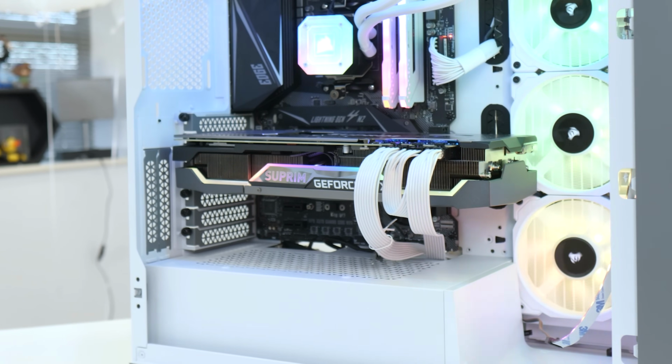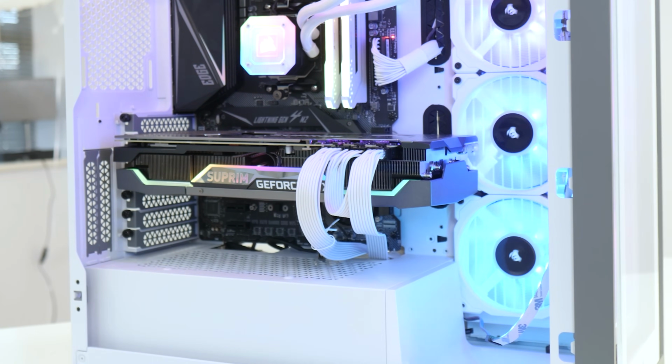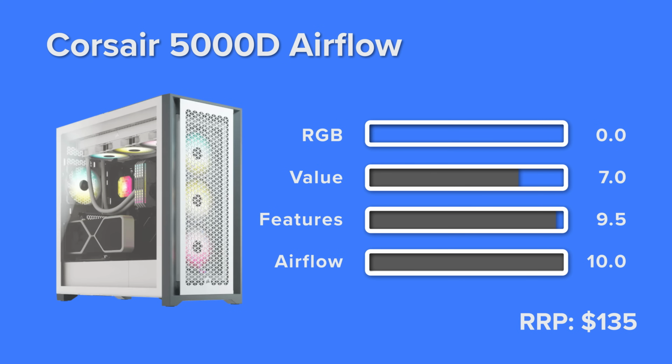Well, this is actually my second Corsair 5000D/5000X ATX. This case is available in a couple of different variations. This is the airflow model, so it has a mesh front panel, but you can get a glass front panel with a load of Corsair iCUE fans as well.